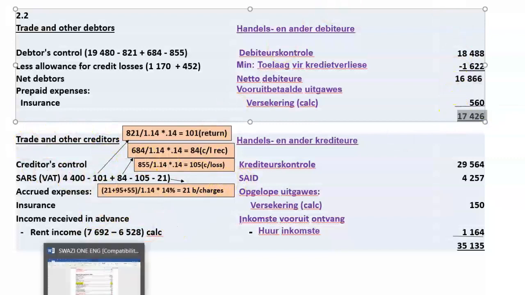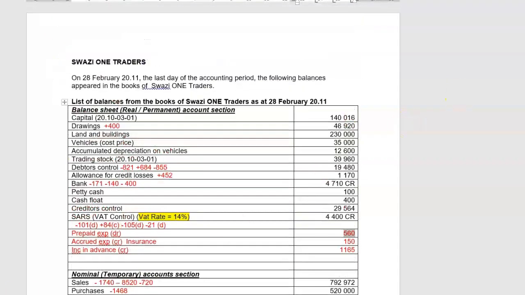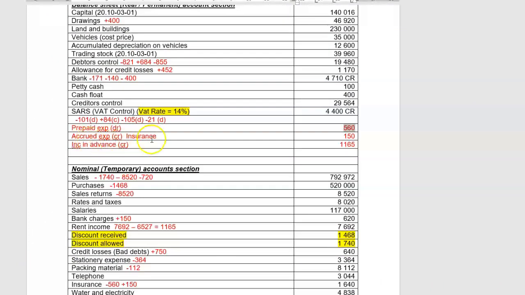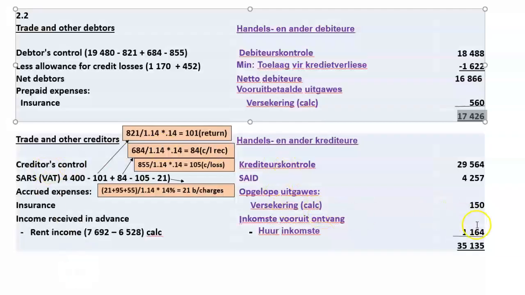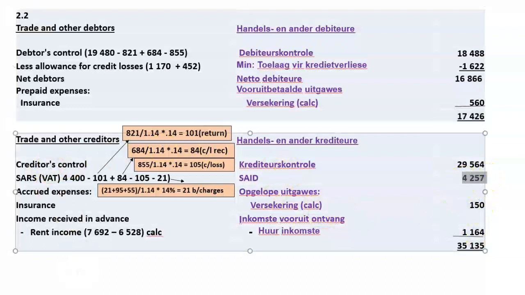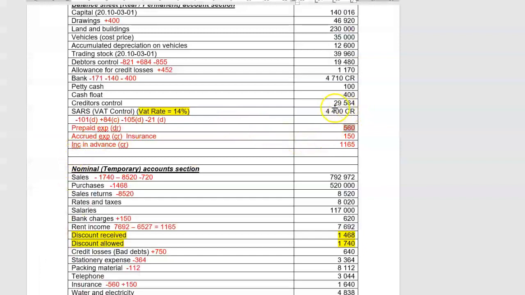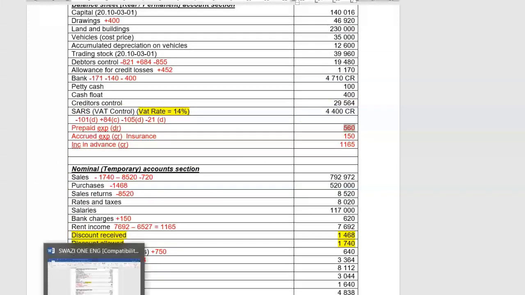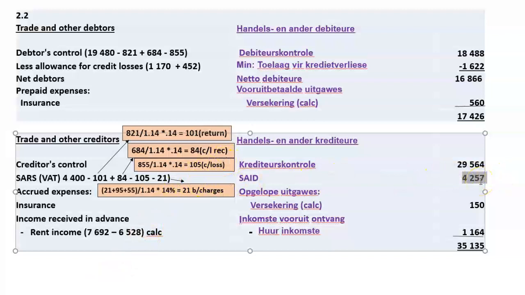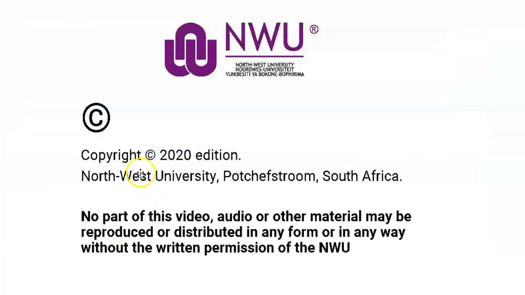Trade and other creditors would be our creditors control account. I don't think we've passed any adjustment entries against the 29,564. And then we had a couple of other entries, accrued expenses, 150, income received in advance, 1165. Now, the one that we have to calculate now is our VAT control account balance. If we look back to our calculations here, our VAT control balance, you would have started with 4,400, less 101 plus 84, less 105, less 21, and at the end of the day, that will give you a final balance of 4257. And if you add that all together, that gives us total trade and other payables of 35,135. Good, and that is the end of this question.